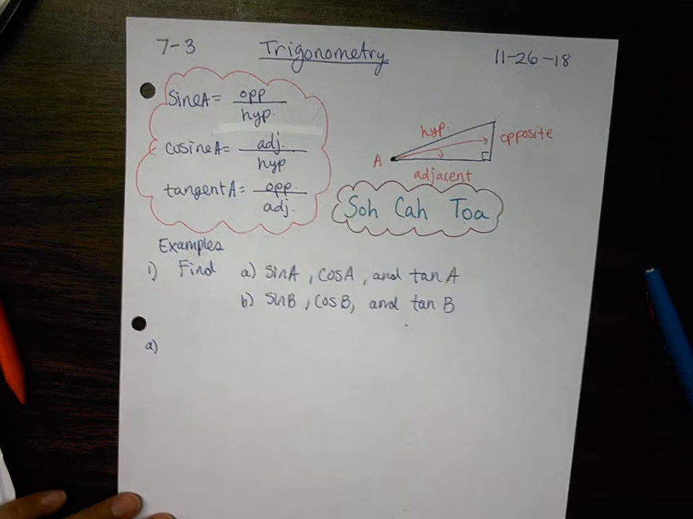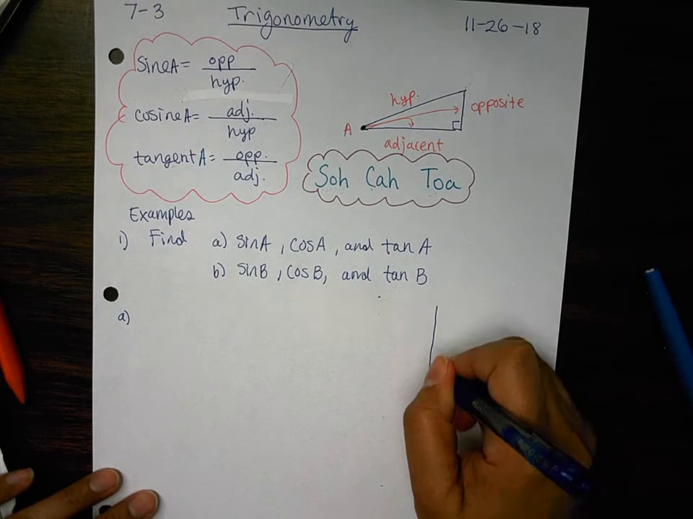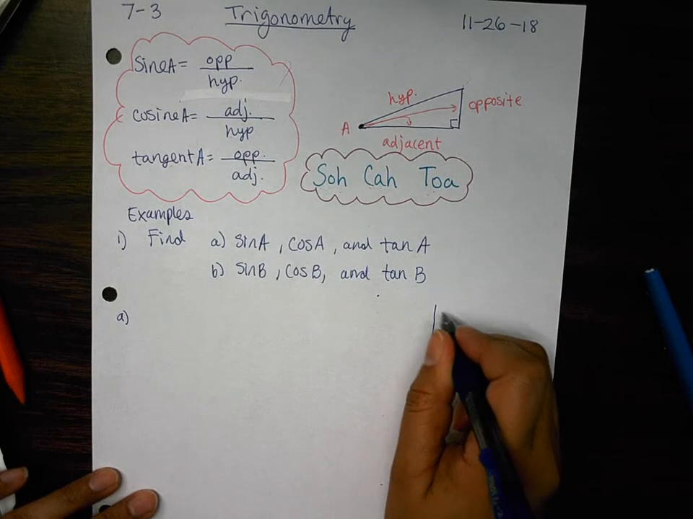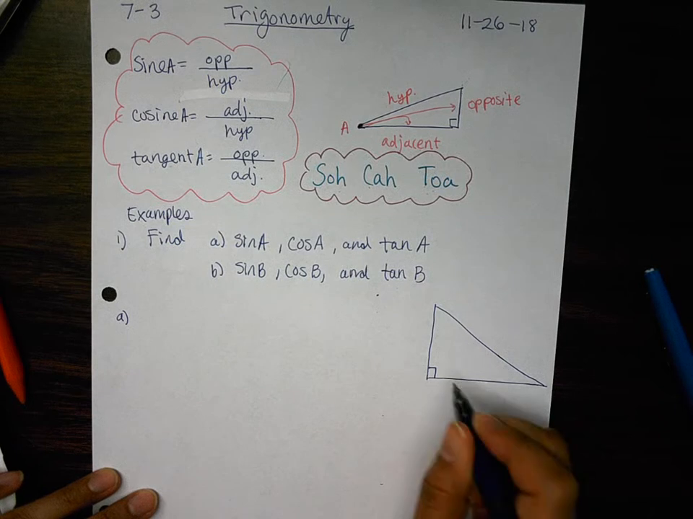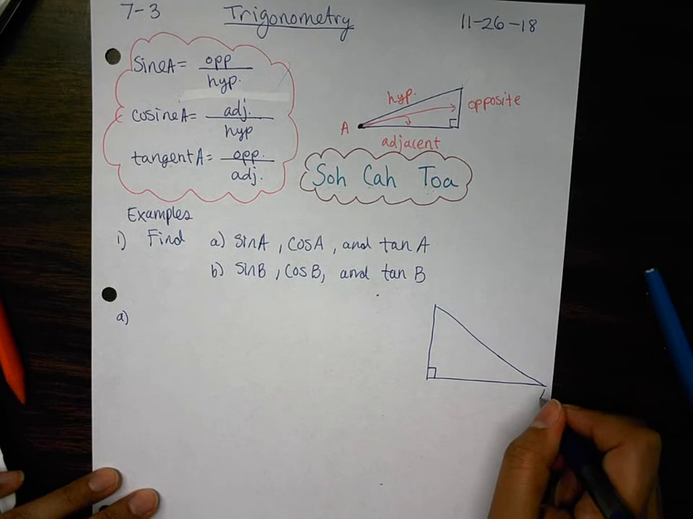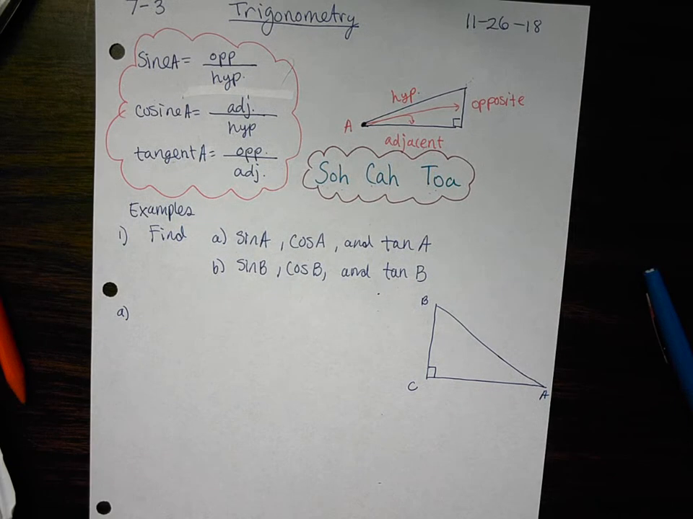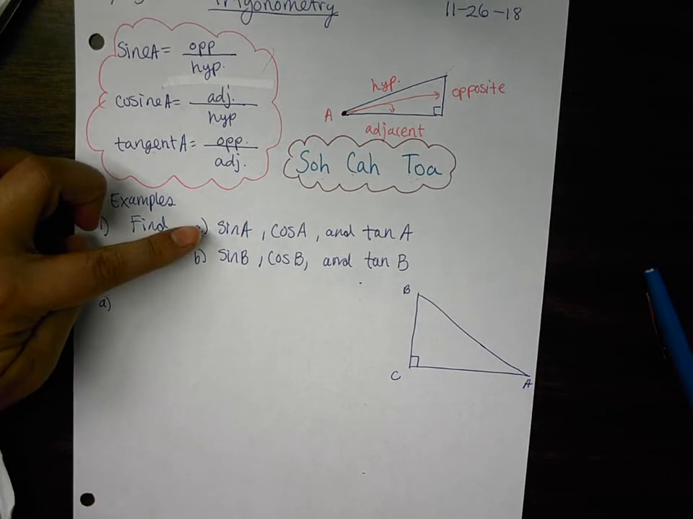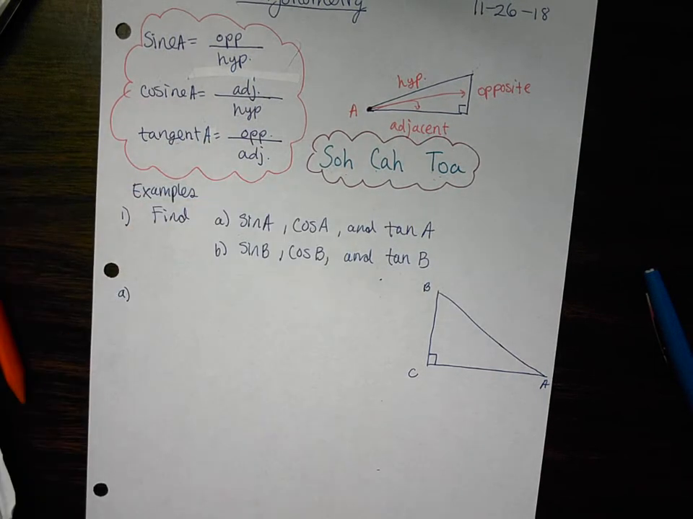All right, I'm going to draw the picture over here. This is A, this is B, and this is C. I asked you to find sine, cosine, tangent of both angle A and angle B. Why did I not ask you to find it for angle C?